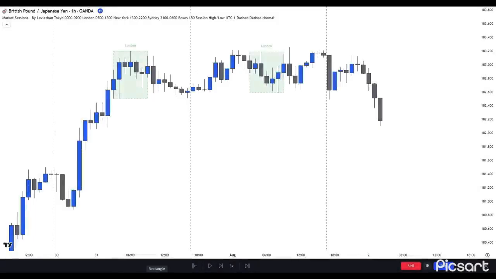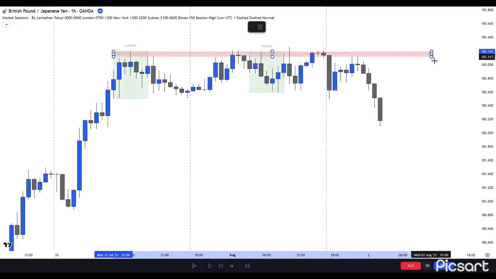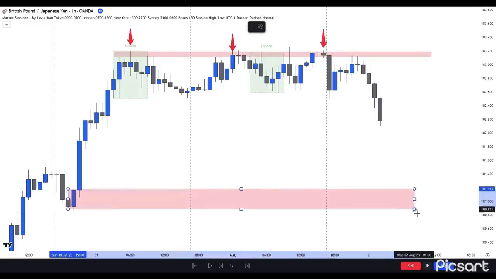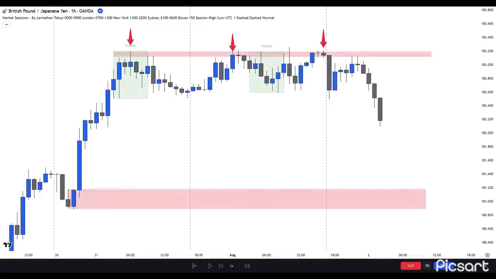Here on the pound-yen 1 hour chart, the market was in a strong uptrend until it reached this level. The price rejected this area multiple times and was finally reversed, giving us a bearish bias. Now here we have the opportunity to go short, and our target would be this unmitigated demand order block in front of the price. Now let's zoom into 5 minutes and look for short opportunities.